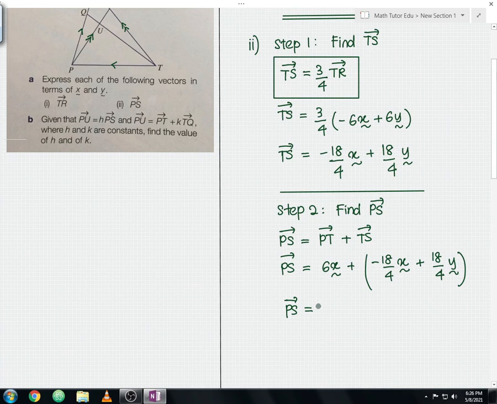So from here you should get 3 over 2 x plus 18 over 4 y. Okay, this 18 over 4 y you can further simplify, guys. This 18 you simplify, you get 9. The 4 you simplify, you get 2. So you can also rewrite this as 9 over 2. So it will be 3 over 2 x plus 9 over 2 y. Okay, so let me underline the solution.